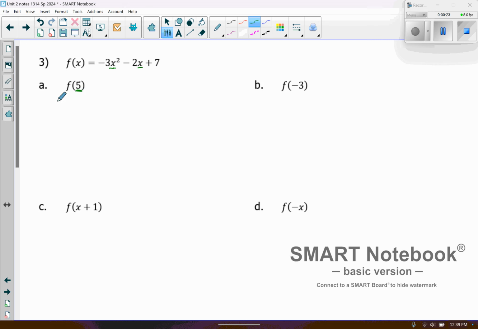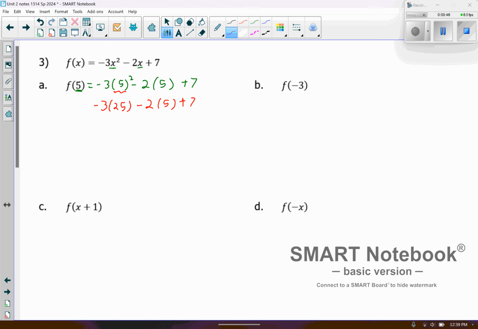So let's see, f of 5, I'm going to write it right here. So negative 3 times 5 to the power of 2 minus 2 times 5 and then plus 7. So 5 squared, we have to do that first. That will give us 25. Then minus 2 times 5 plus 7.